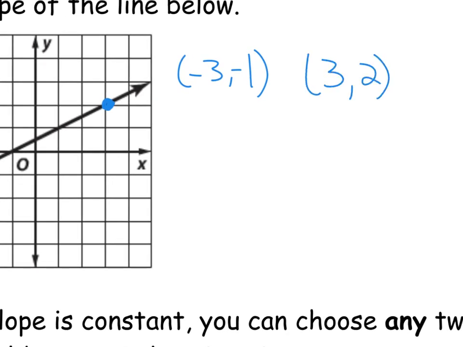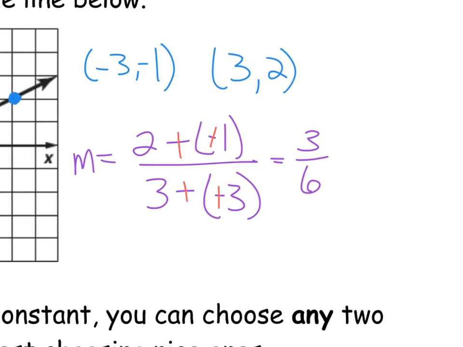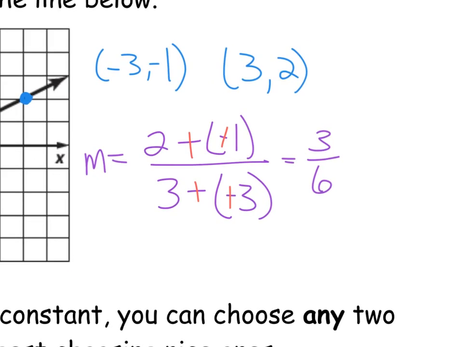So I'm going to use the formula first. y2 is 2, y1 is -1, so it's 2 minus my y1, which is -1. And then in the denominator, my x2, which is 3, minus my x1, which is -3. So we have 2 subtracting negatives going on here. And so when I reduce that, 2 plus 1 is 3, and 3 plus 3 is 6. So my slope for this one is 1/2. And you should get the same thing.